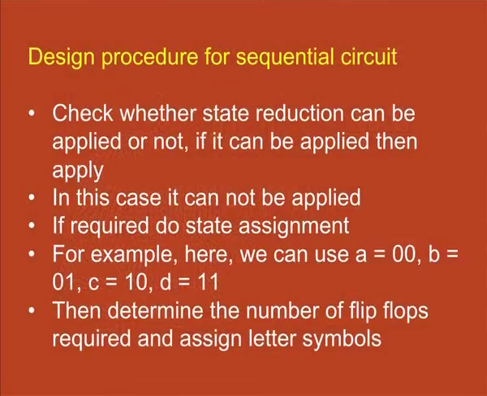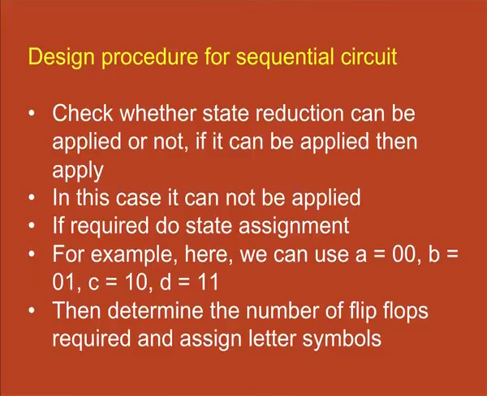Once we get the state table from the state diagram, check whether state reduction can be applied or not, and if it can be applied, then one should apply it to reduce further. Here in this example, we can see that it is not applicable, and if required, do the state assignment. For example, here we can use 00 state equal to A, 01 state equal to B, 10 state equal to C and 11 state equal to D.